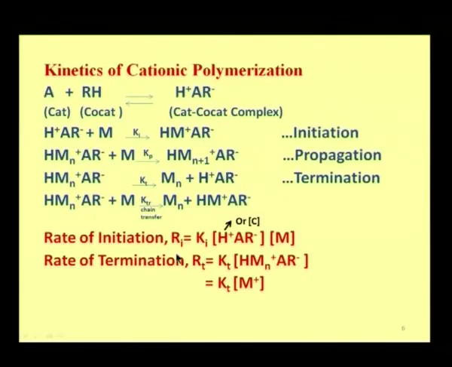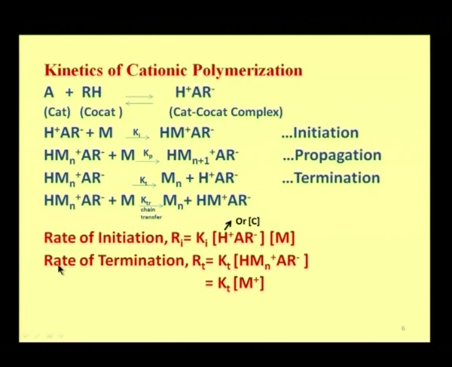And coming to the rate of initiation, which is represented by Ri, this is given by Ki in this step multiplied by the H+ Ar- concentration, multiplied by the monomer concentration, and this H+ Ar- is nothing but your catalyst concentration.